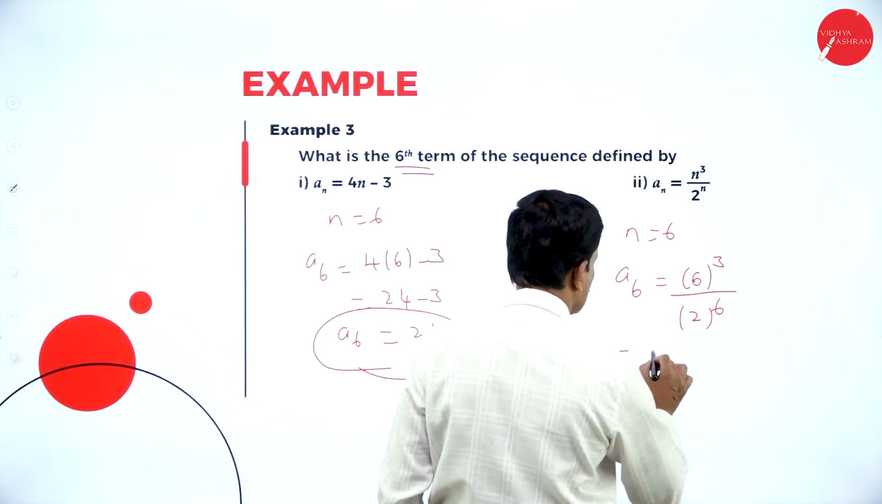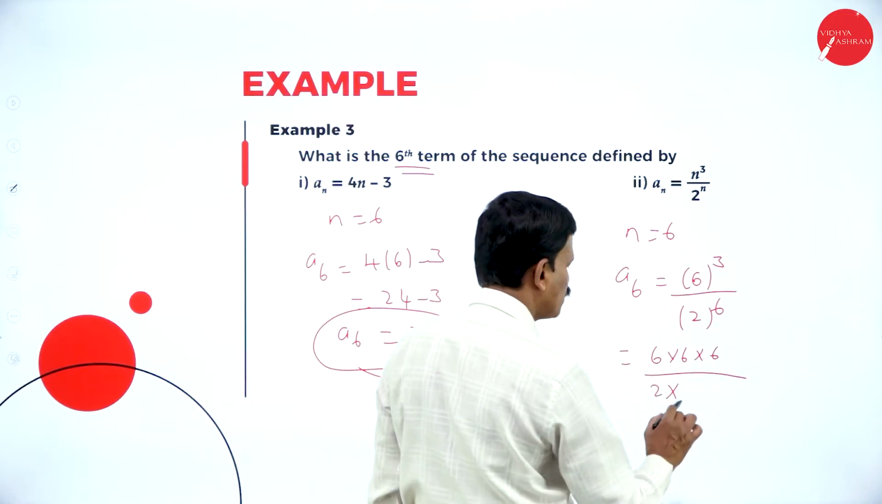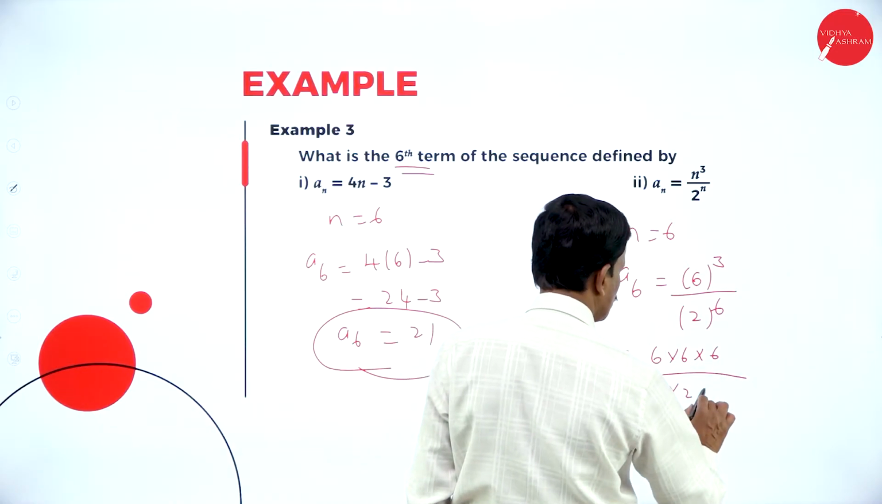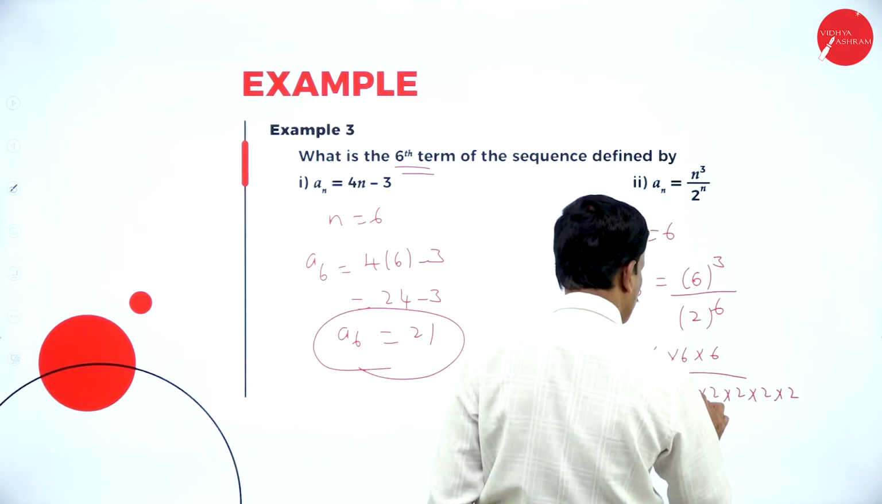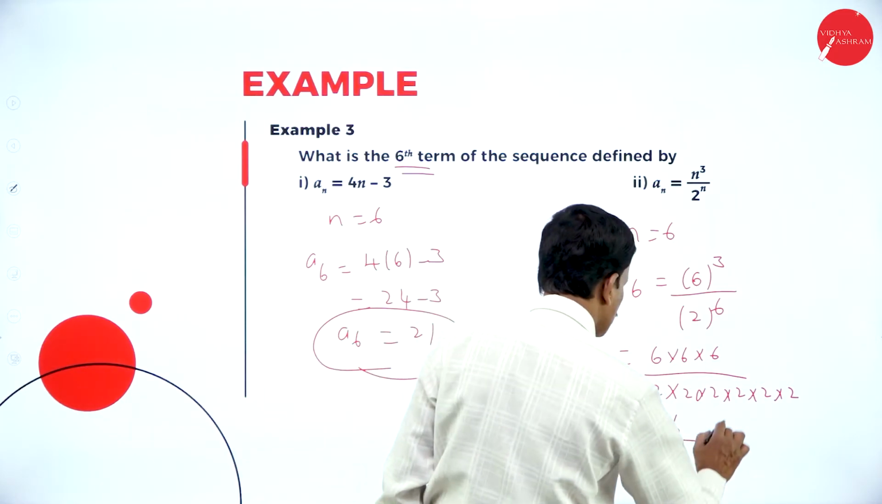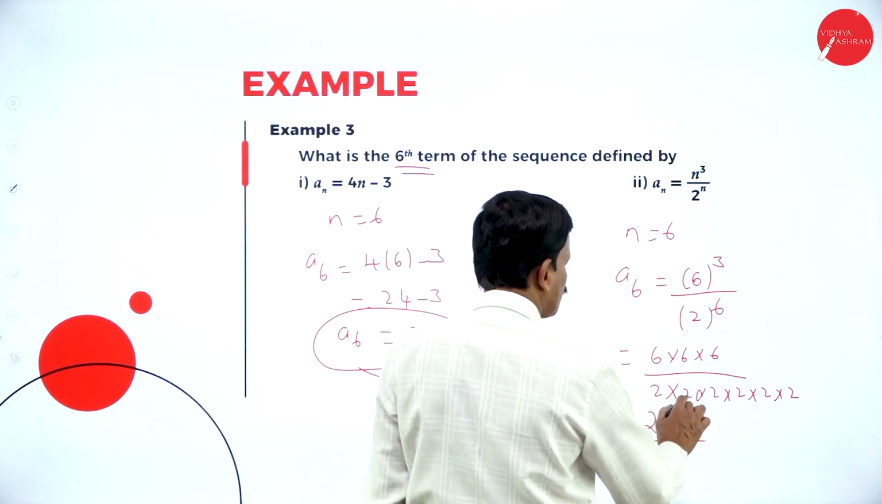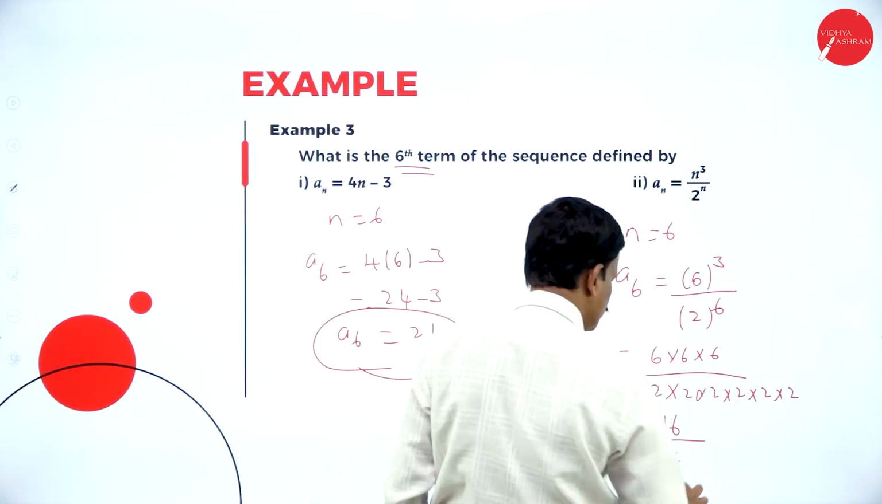So, this is 6 into 6 into 6 divided by 2 multiplied by 6 times, that is 2 into 2 into 2 into 2 into 2 into 2. Count: 1, 2, 3, 4, 5, 6. So, 6 into 6 is 36, into 6 is 216, divided by: multiply 2 to the 4, 4 to the 8, 8 to the 16, 16 to the 32, 32 into 2 is 64.